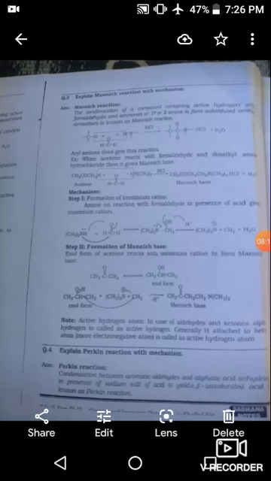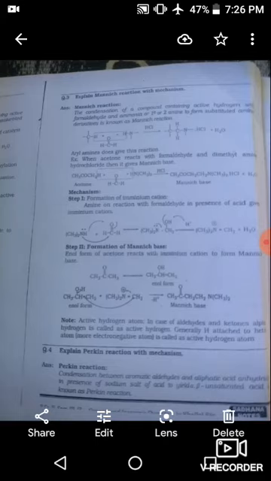The third reaction is the Mannich reaction. The Mannich reaction is more important. In this reaction, condensation of a ketone containing at least one alpha hydrogen atom with a secondary amine and formaldehyde. Formaldehyde is the common component in this reaction. In the presence of acid catalysis, a beta amino carbonyl compound is formed.